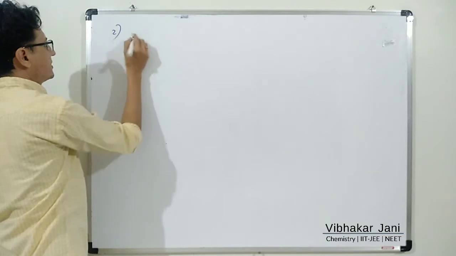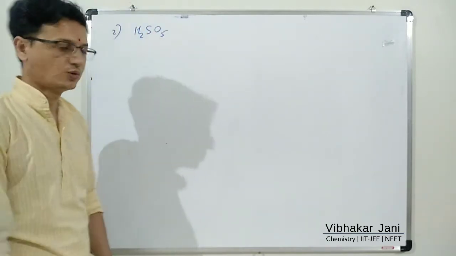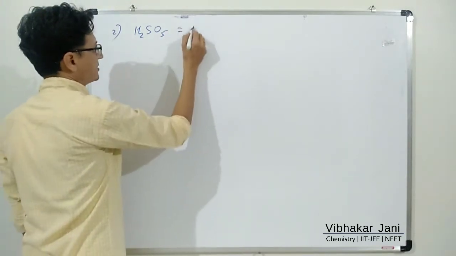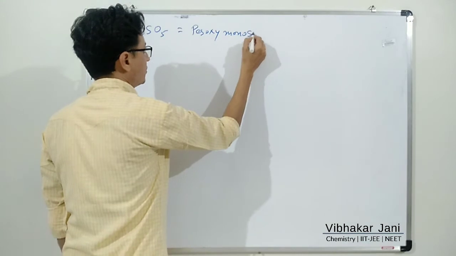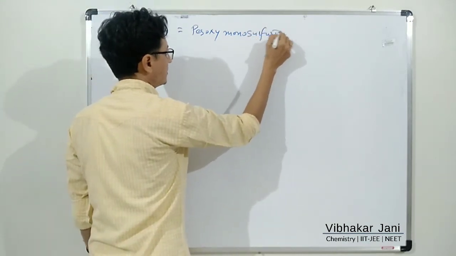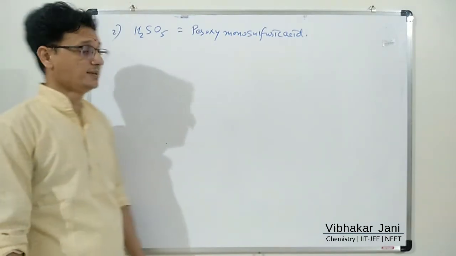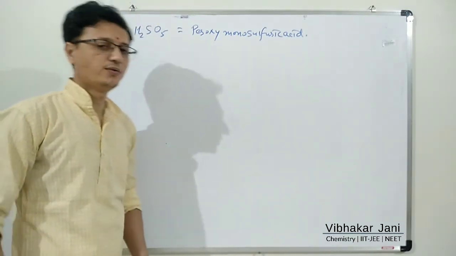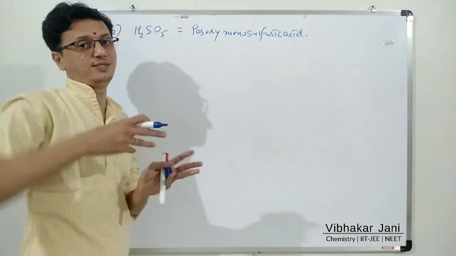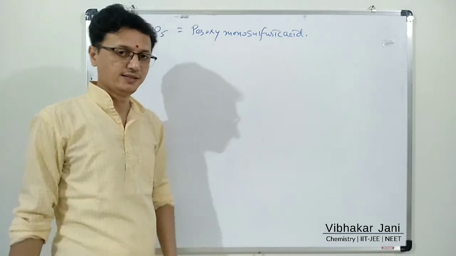If I write H2SO5, this is known as peroxy monosulfuric acid. It is not sulfuric acid, it is peroxy sulfuric acid. That means there should be at least one peroxy in this structure.